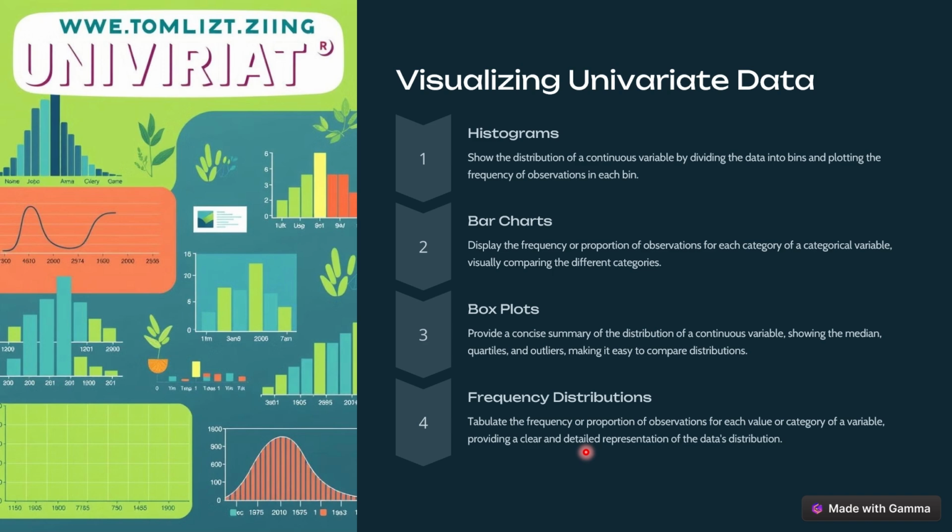A frequency distribution is a table that shows the number of observations for each value or category in your dataset. It provides a clear and detailed view of how the data is distributed, which is especially useful for large datasets.